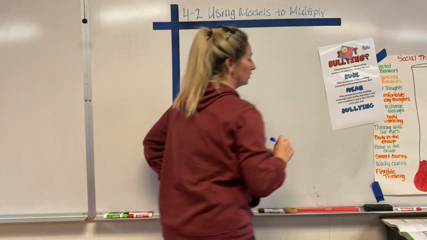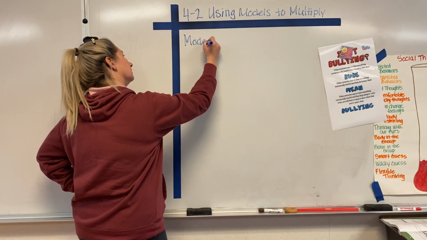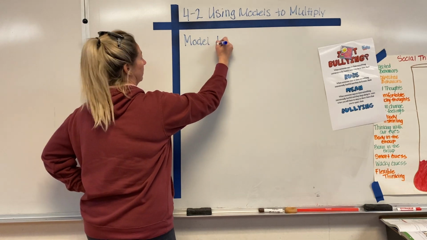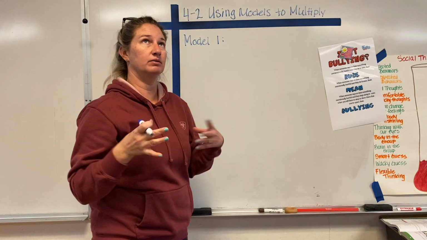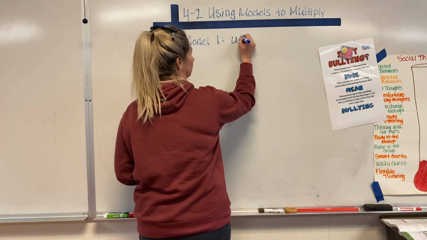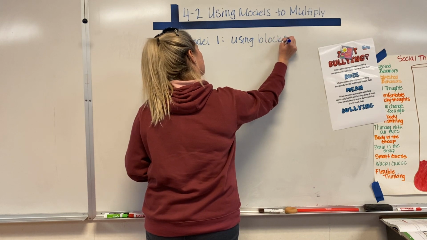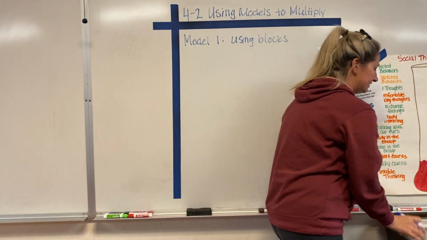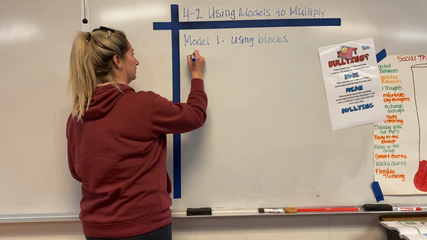Okay, so model number 1. Model 1 is using place value blocks. Okay, so let's say I have the number 20 times 24.